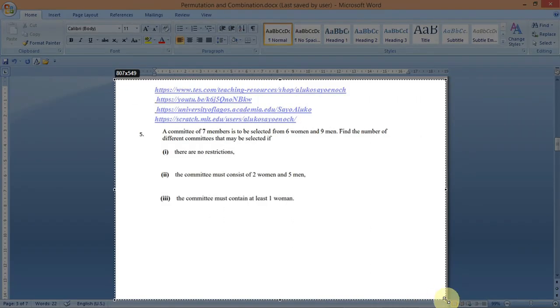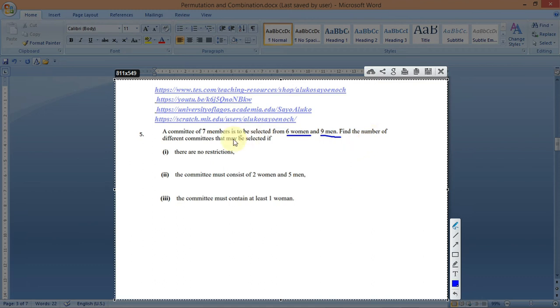Now if you look at this question here, if I come across any question that is similar to what I've solved before, I'll just jump so that we can solve as many different questions as possible. I think I've solved this type of question before, but because I started already, let's just complete it. A committee of seven members is to be selected from 6 women and 9 men. So take note of that. Find the number of different committees that can be selected if there is no restriction.